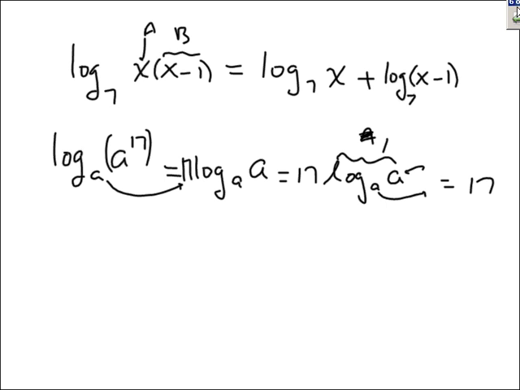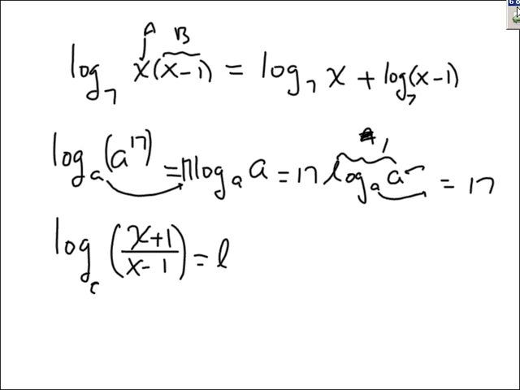Our goal is not to have the log of a product or log of a quotient. You have log of x plus 1 divided by x minus 1. I don't care what the base is, call it C. So long as the domains work out, these are equal. We have a log of a fraction. It's log of the numerator minus the log of the denominator. And the base stays the same.